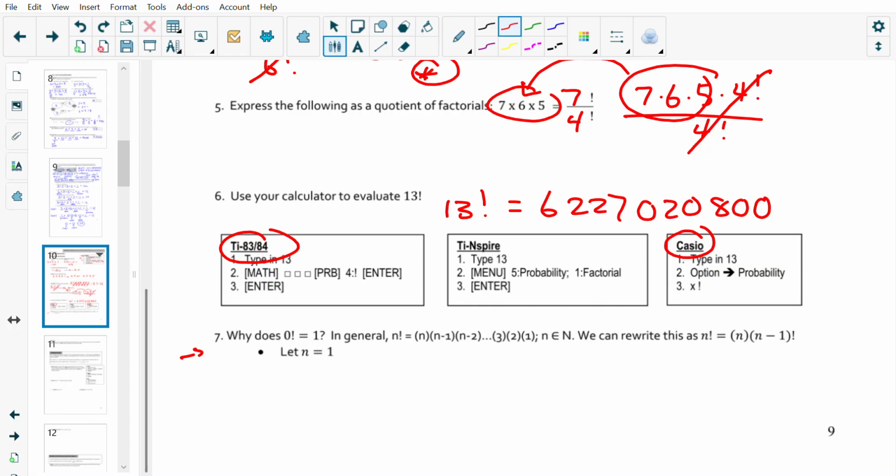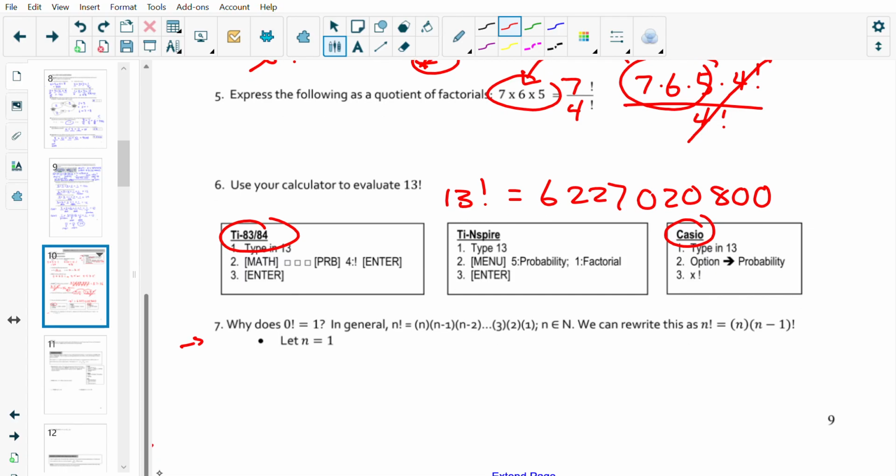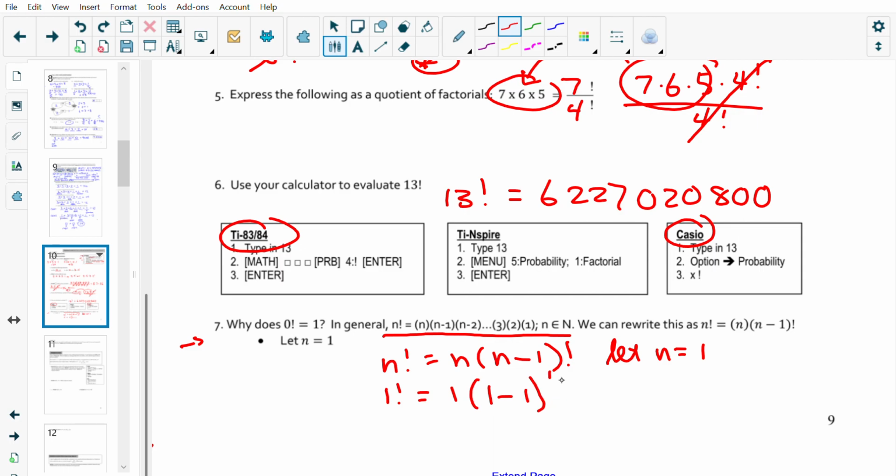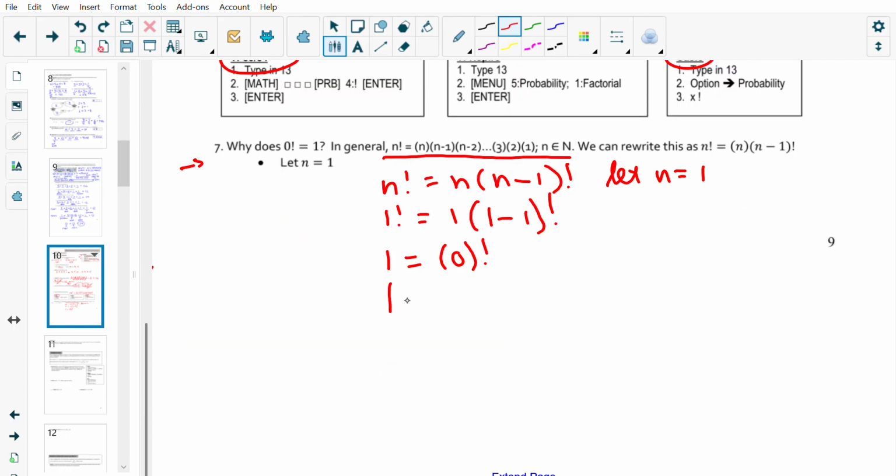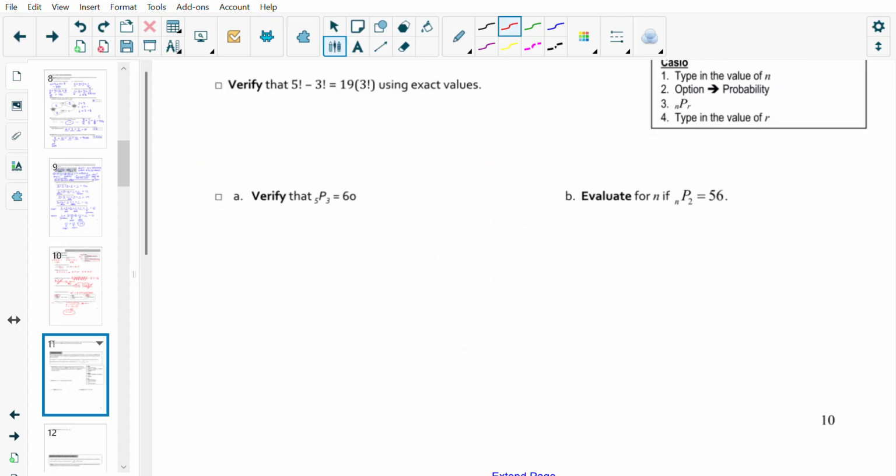One last thing, why does 0 factorial equal 1? We said that is one of the factorial identities. In general, we know this is the definition of a factorial. We can rewrite this as n factorial equals n times n minus 1 factorial. Let n equal 1. So 1 factorial equals 1 times 1 minus 1 factorial. Well, 1 factorial is just 1, so this ends up being 0 factorial. We get the identity that 1 equals 0 factorial. So that's why 1 is equal to 0 factorial. Next page.